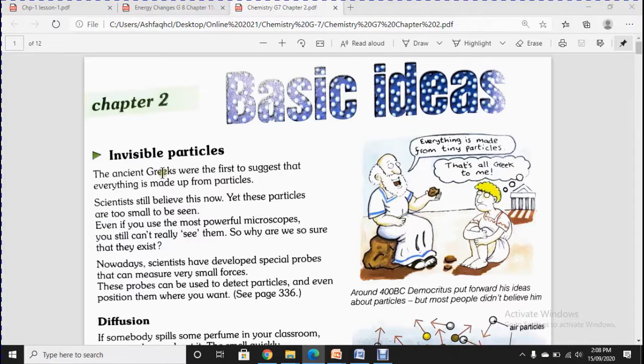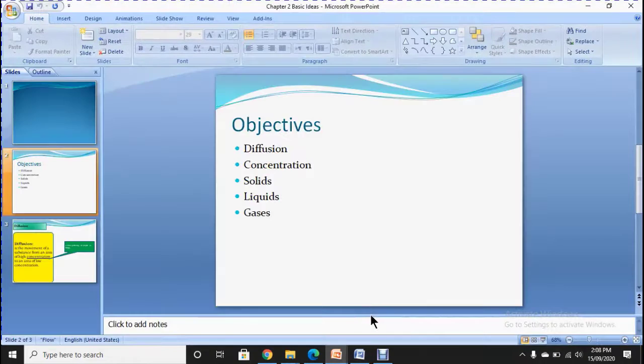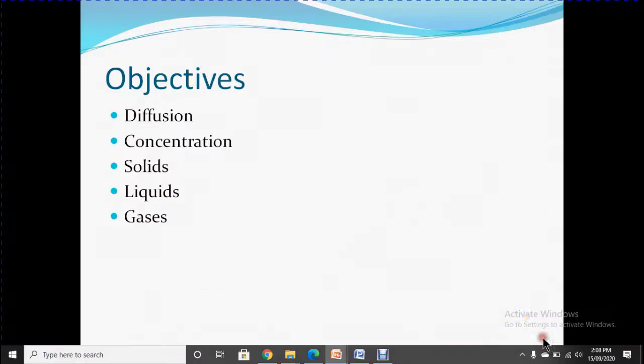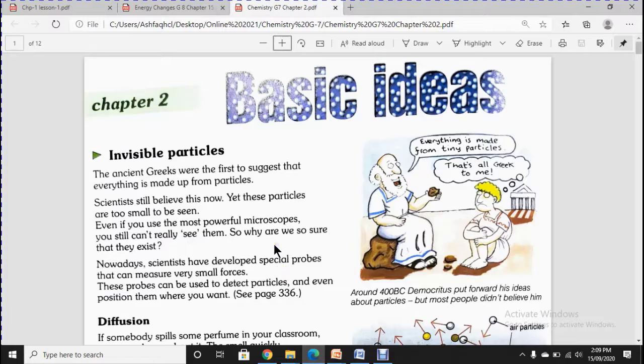Here we have a couple of objectives. Let's first see the objectives. After this lesson you will be able to know: objective number 1 is diffusion, and the second is concentration. These two are the objectives of today's lesson. So now let's see these things first from your textbook.